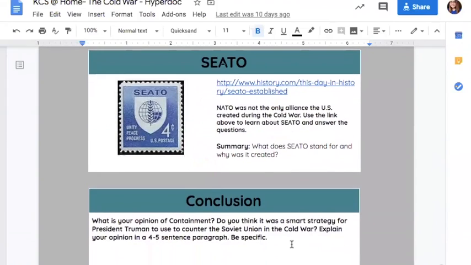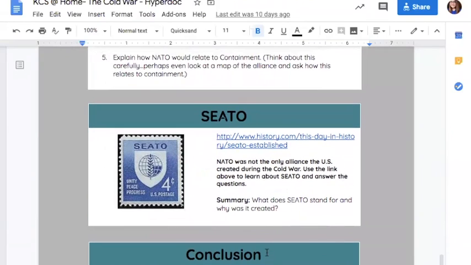And the last thing you will do is take all this information you learned throughout the hyperlinks and respond to this prompt, which is a question, and you will respond with a 4 to 5 sentence paragraph discussing your opinion of containment and whether it was a smart strategy.